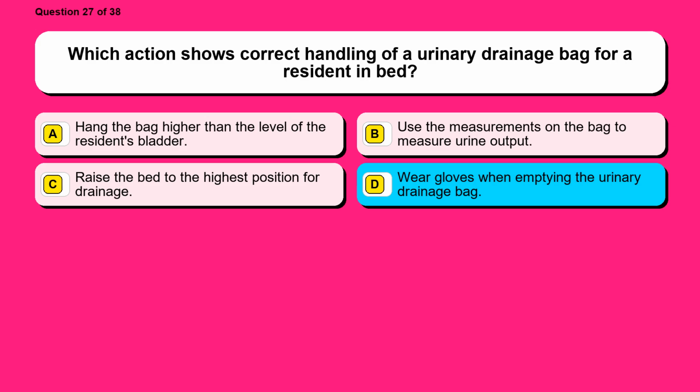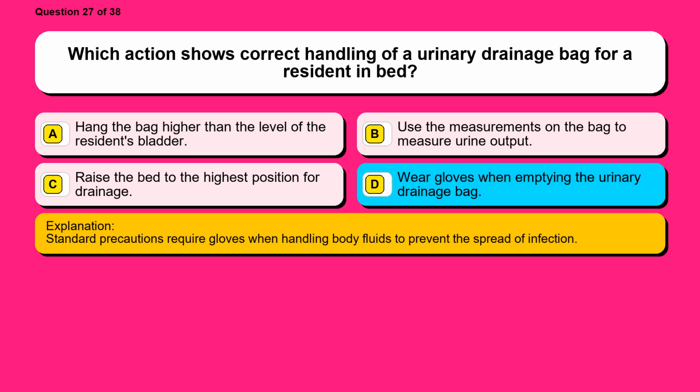The correct answer is option D. Wear gloves when emptying the urinary drainage bag. Standard precautions require gloves when handling body fluids to prevent the spread of infection.